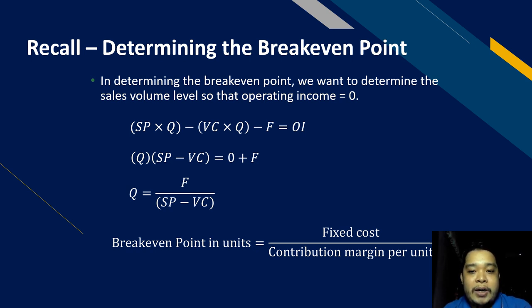Okay, recall the basic break-even point. Recall that in computing for the break-even point, what we do is to divide the fixed cost by the contribution margin per unit. By doing so, we will determine how many units of sales we need to target or to sell ultimately, so that the contribution margin is equal to fixed costs. And in so doing, we are able to recover all the costs of the company, and therefore we have a company with operating income of zero. Okay, and that's the concept of the break-even point.